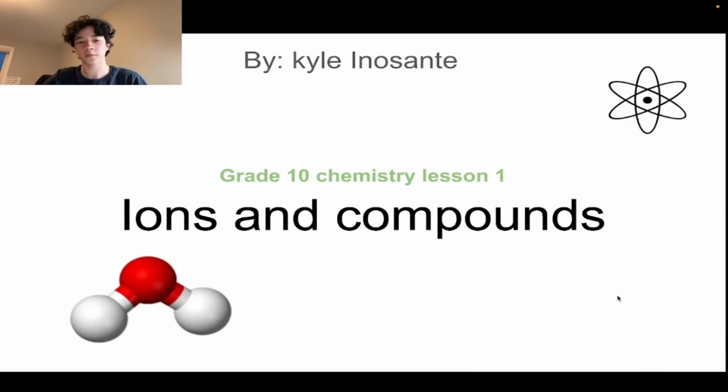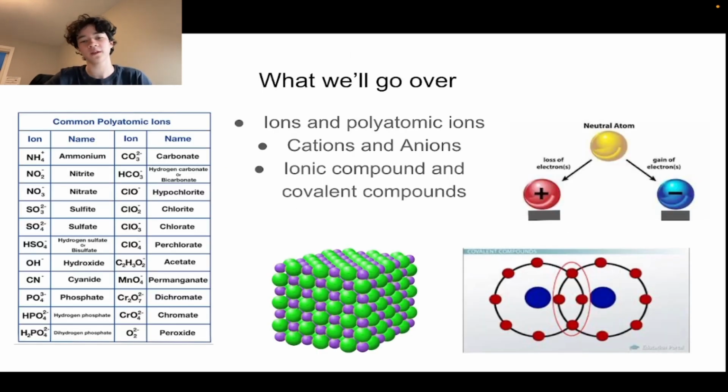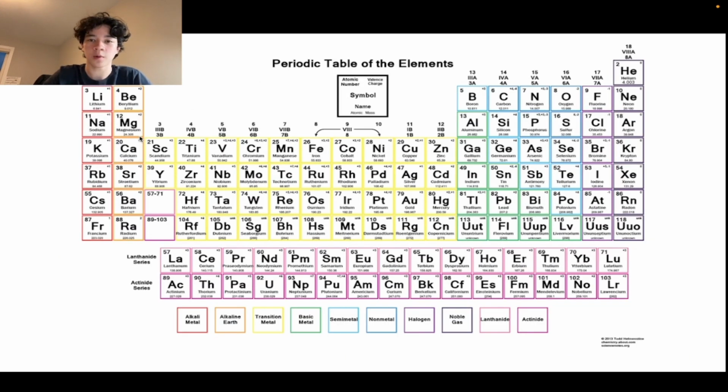Hey everyone, my name is Kyle, and this is Grade 10 Chemistry Lesson 1, Ions and Compounds. So we're going to go over three main things today: ions and polyatomic ions, cations and anions, ionic compounds, and covalent compounds. You may be watching this for review or just to see what's ahead for next year, and the main thing you're going to need to know is common polyatomic ions and the periodic table.